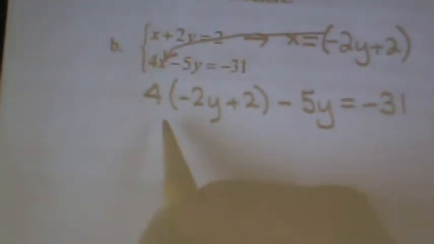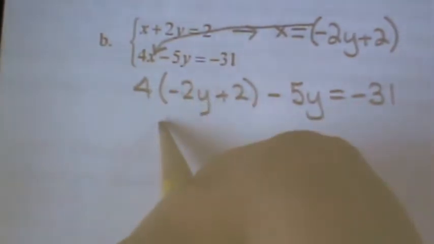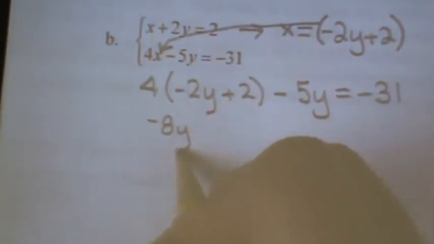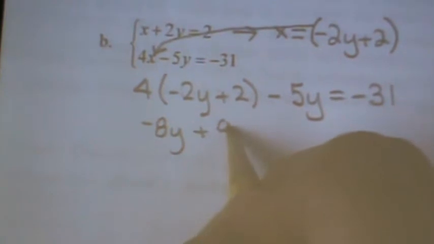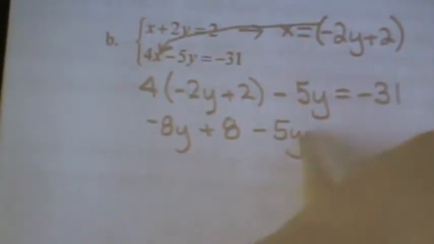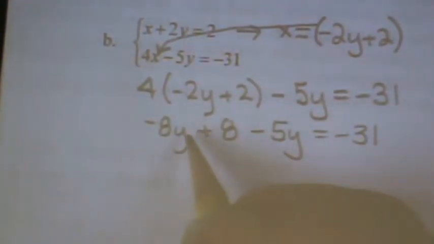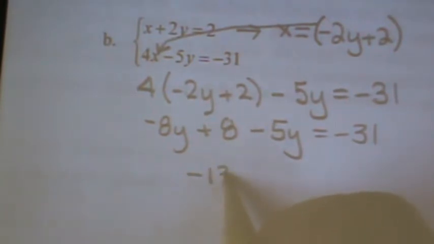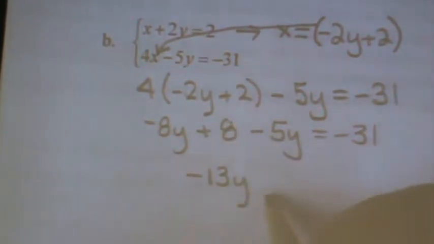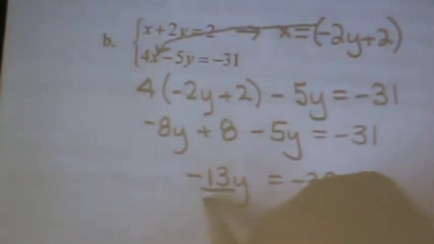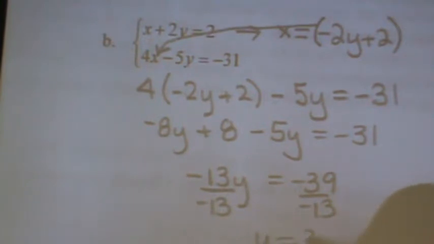Now, again, you're going to do exactly what you did last time. You're going to distribute. 4 times negative 2y is negative 8y. 4 times 2 is 8. Minus 5y equals negative 31. Combine these two, you get negative 13y. Subtract 8, you get negative 39. And divide by negative 13, and y is 3. Beautiful.